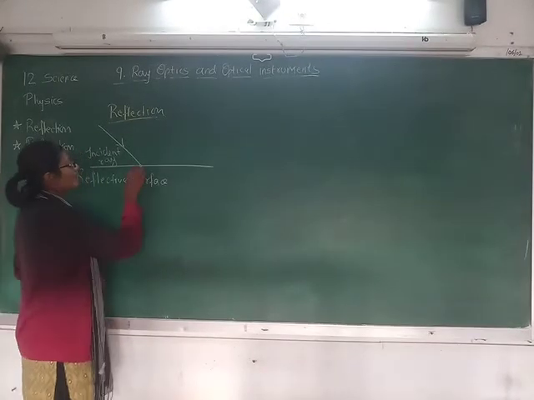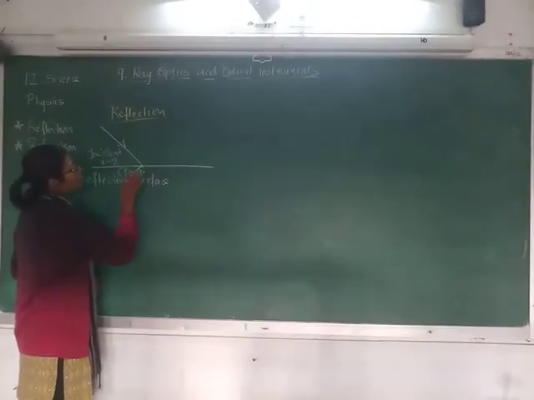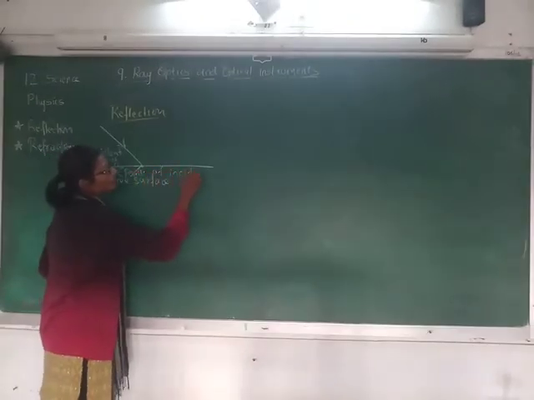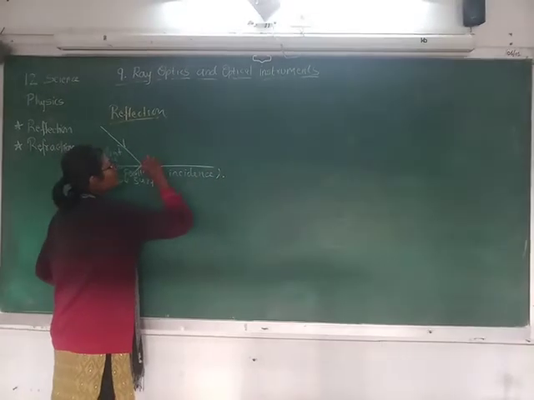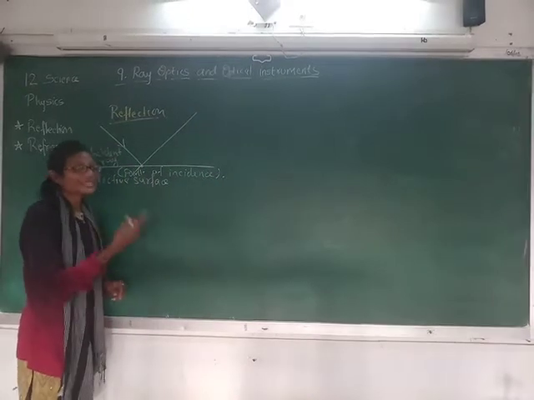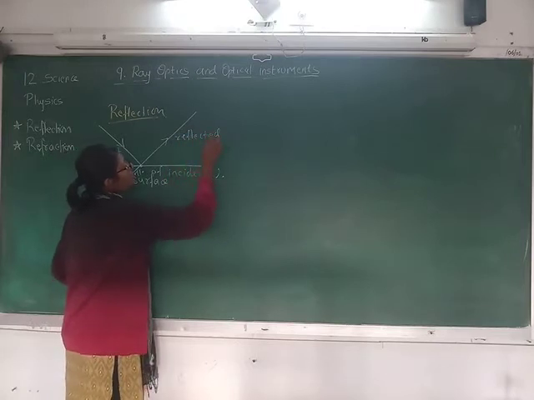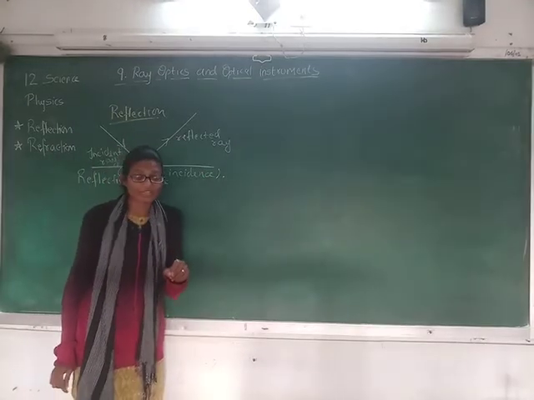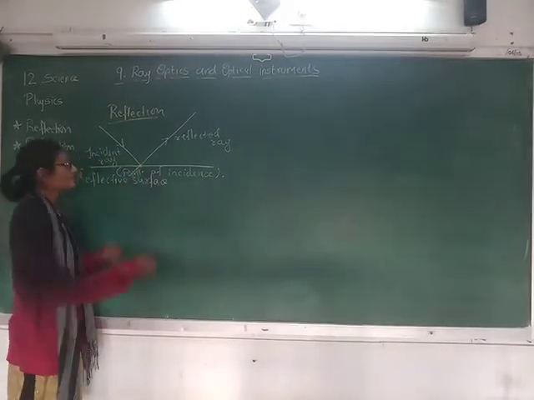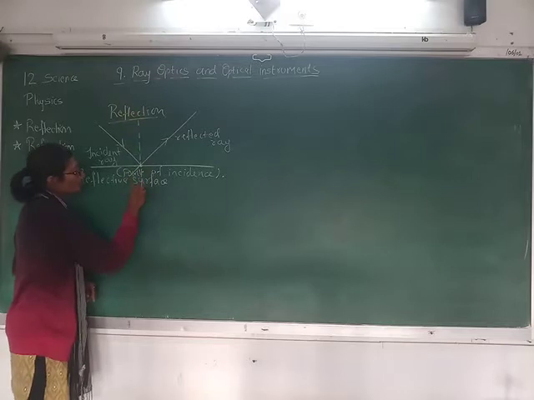The point where the ray strikes the surface is called the point of incidence. And from this point of incidence, the ray gets reflected back into the same medium. So this is called the reflected ray. At this point of interface, that is at the point of incidence, let us draw a normal line.